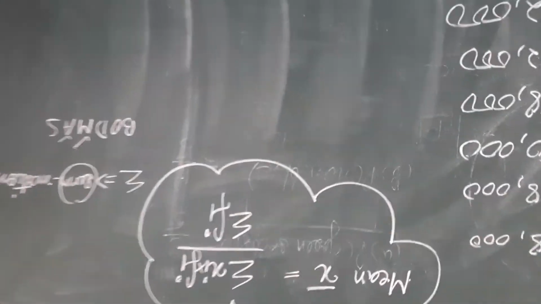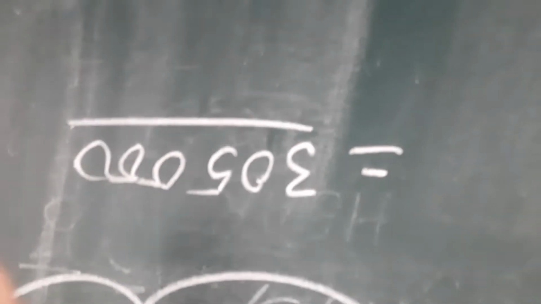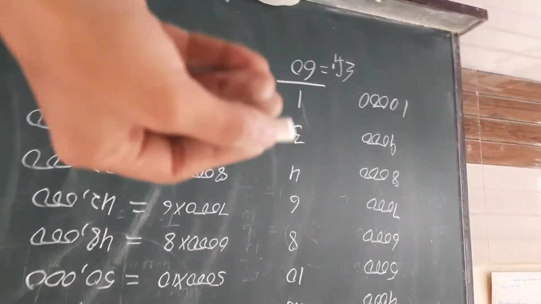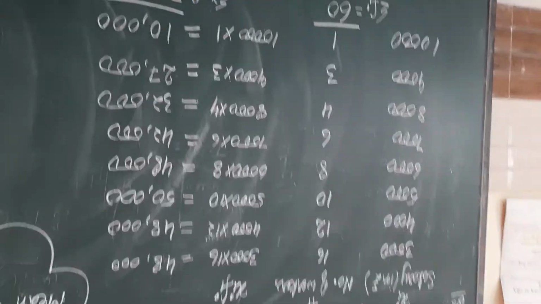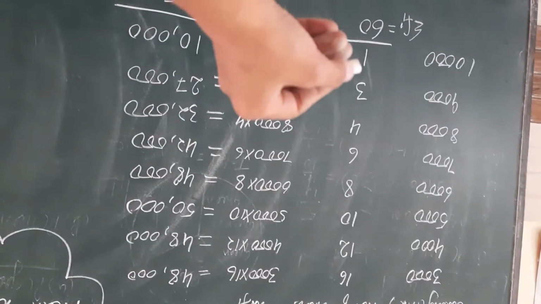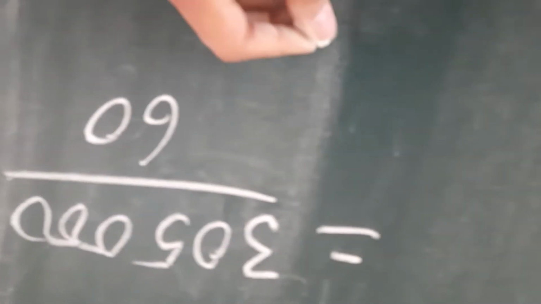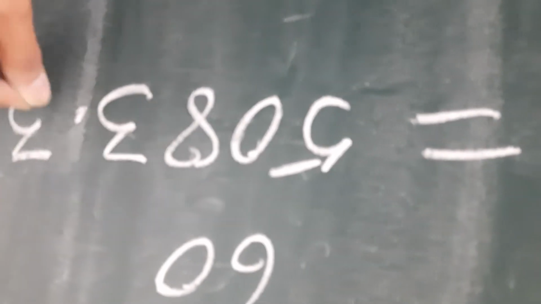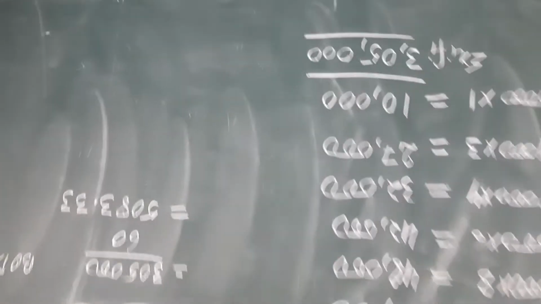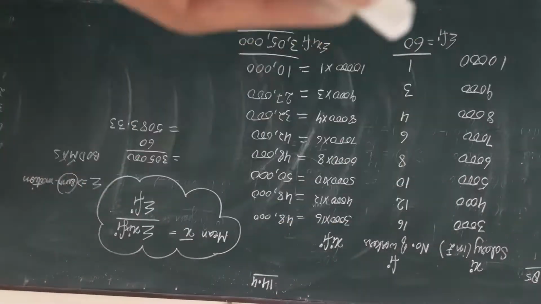So mean is equal to summation of xi fi, which is 3,05,000, divided by summation of fi. It is already given to us in the question, and if it is not given, then add the terms. And if you will add all these frequencies, you will get the sum equal to 60. So solve it, do the division, and you will get the answer. So in this way, you will be able to find out the mean of any ungrouped data.